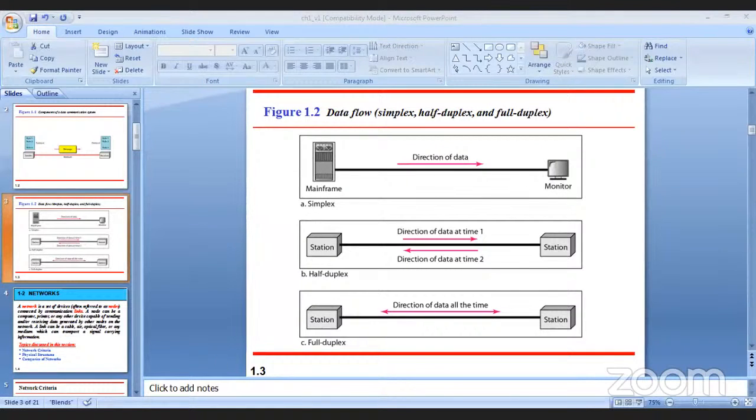So in the full duplex mode, the data will be transmitted in both directions at the same time. Like I'm asking, you are saying. A telephone call is a full duplex one.